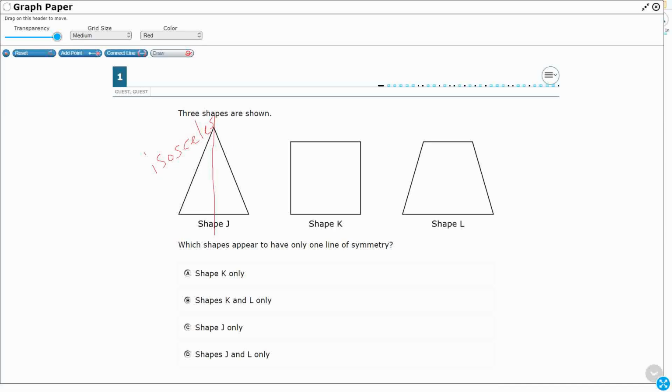K, this is only one line. So K has got one there. It's got one there. Since it's a square, we can go diagonal. So it's got four lines of symmetry. So that's a no. And then shape L is a trapezoid. Yeah, we can cut it this way, but that's it. You can't do it horizontally or the diagonals. So I've got two shapes that work, J and L. So my answer here is D.